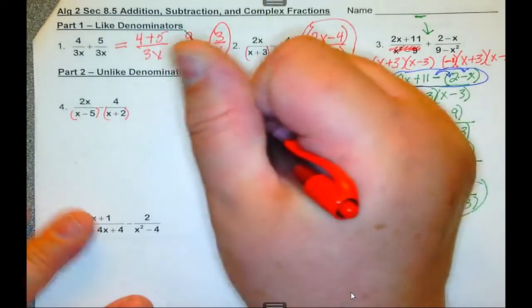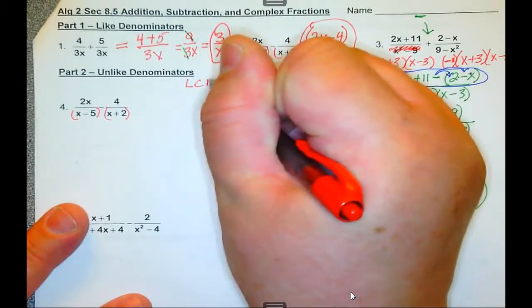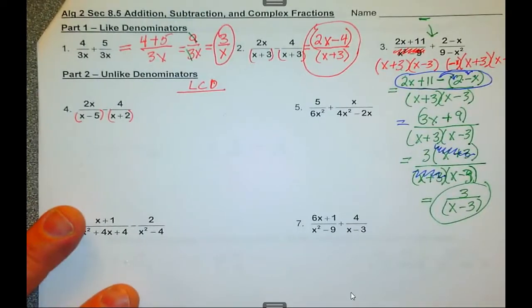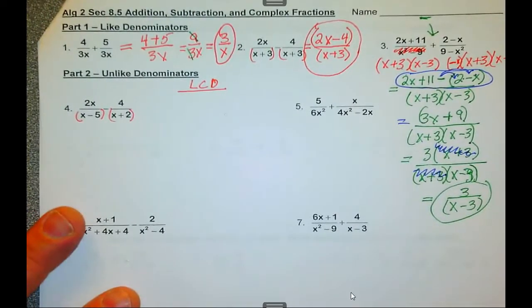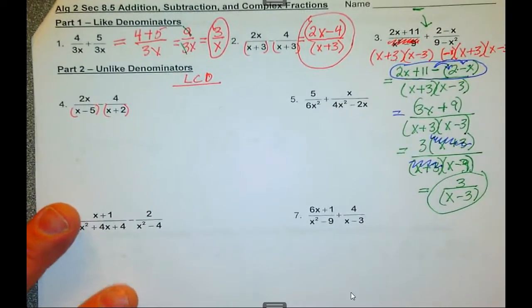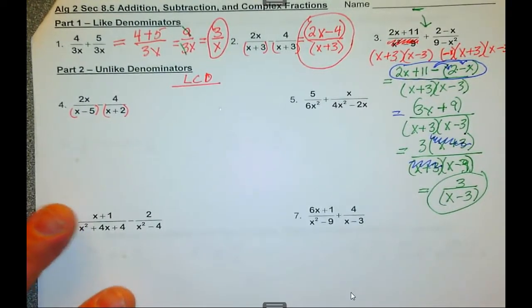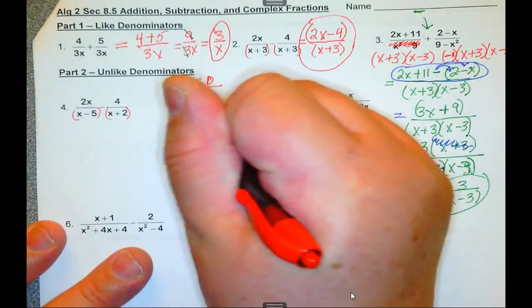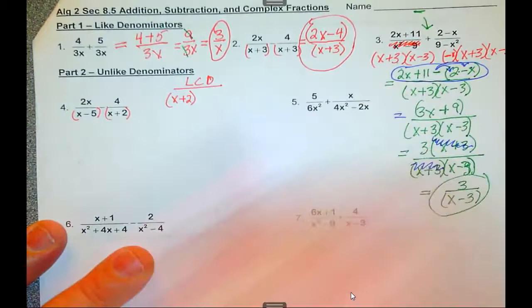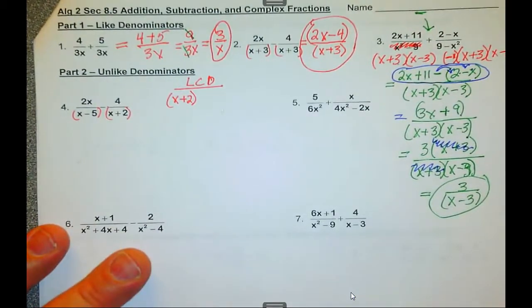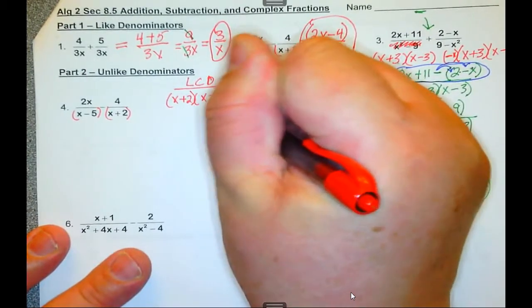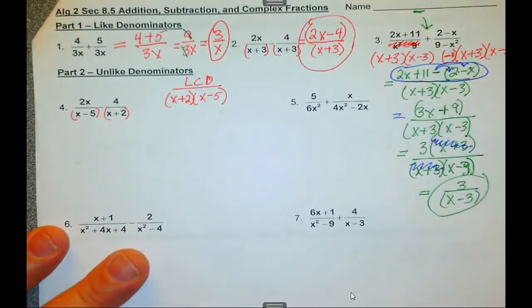What's my lowest common denominator here? Do you see a 10? Do you see a 2? I don't see a 2. I say an x plus 2. Good. That's a quantity. What else do we have? An x minus 5. That's my lowest common denominator.